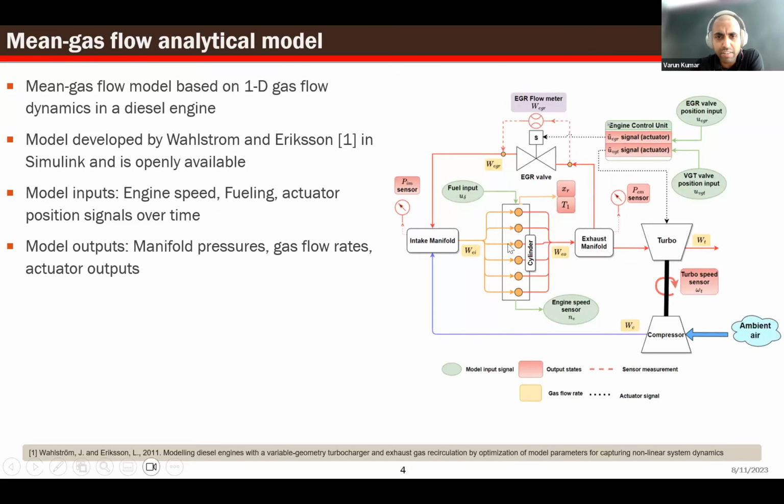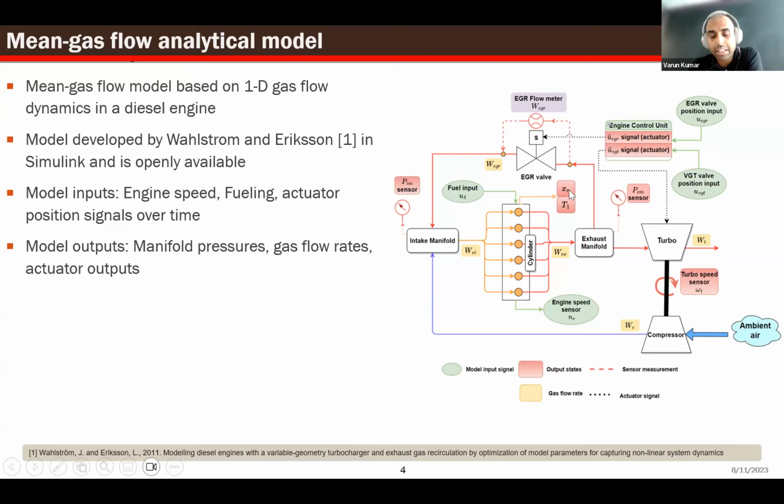So I'll just touch briefly on the mean value gas flow model that we had. This is a schematic which was adapted from the work of Wallström and Ericsson, researchers from Sweden. In the schematic, the things that you see in the green ellipses are the inputs: the speed of the engine, the fueling, and the position of the two valves. And the outputs that we want to estimate using a DeepONet operator are shown in the red squares.